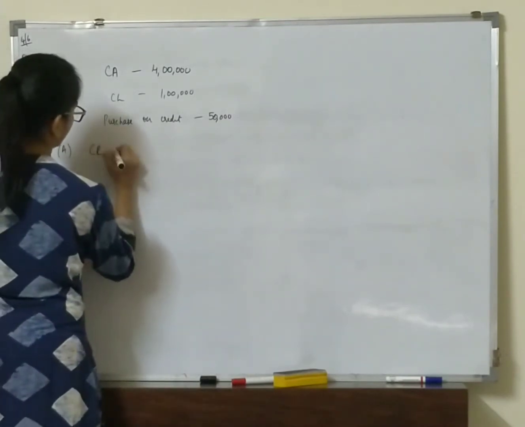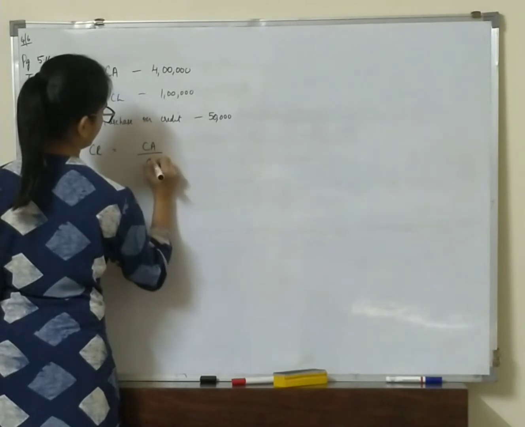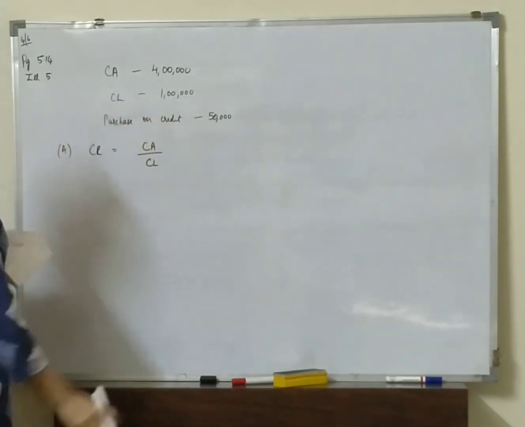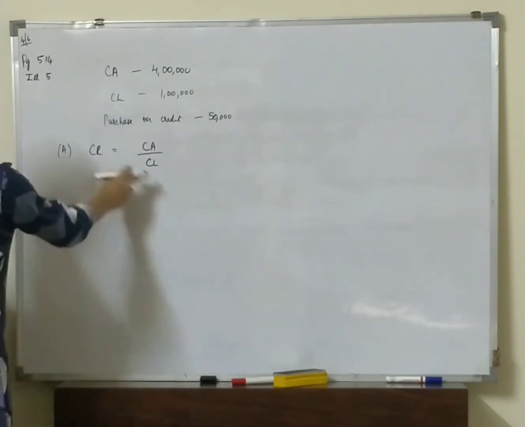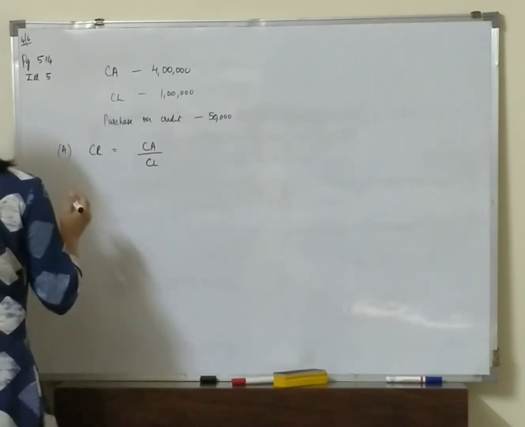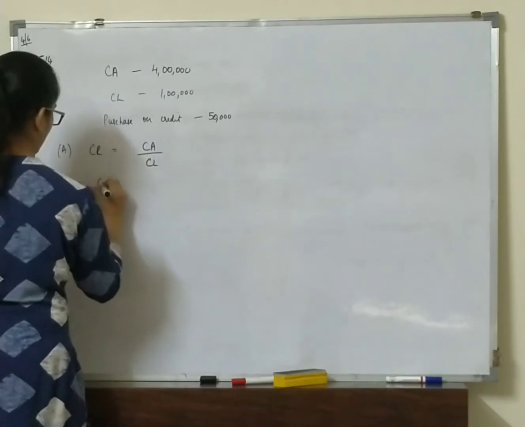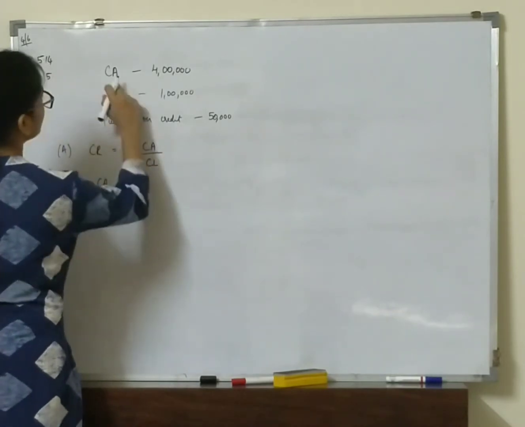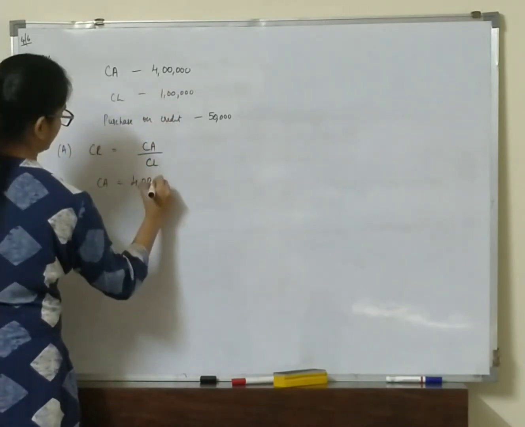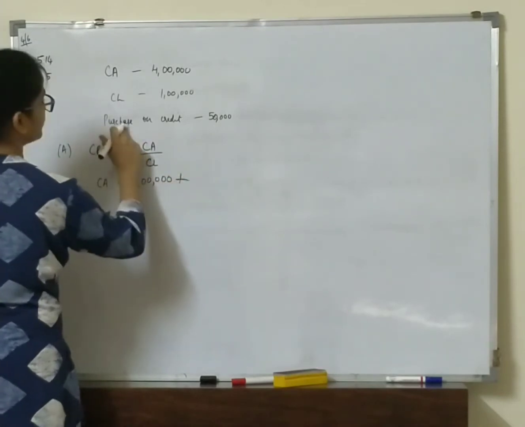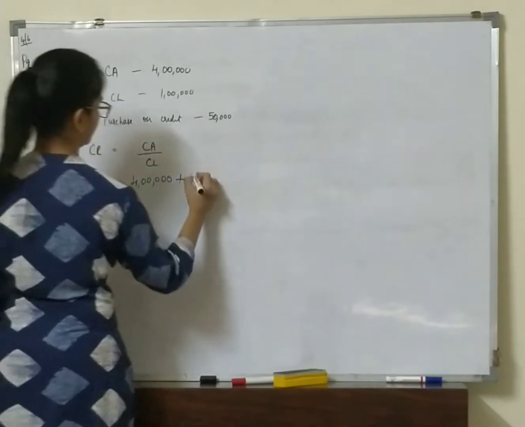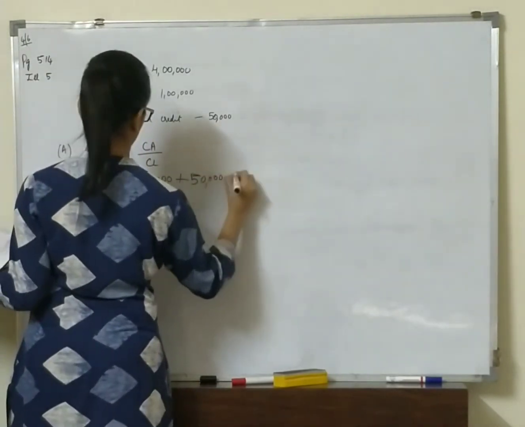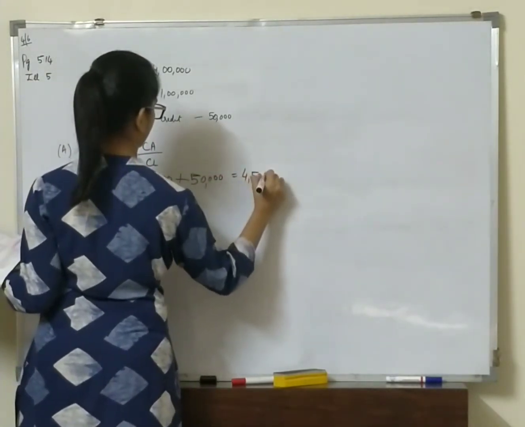So what's the formula for current ratio? Current assets divided by current liabilities. Please do not use short form. Write it in full words. I have used short forms over here. So under current assets, what do we have? What will happen to the current assets? We already have 4 lakh current assets, and we have purchase of goods, which is nothing but stock or inventory, which is 50,000. So our current assets will be 4,50,000.